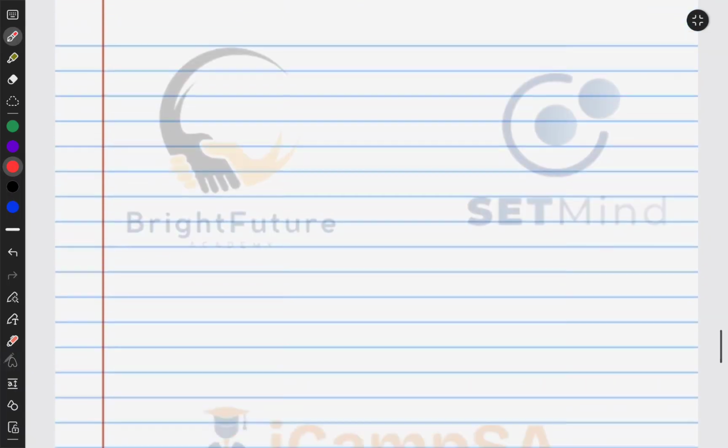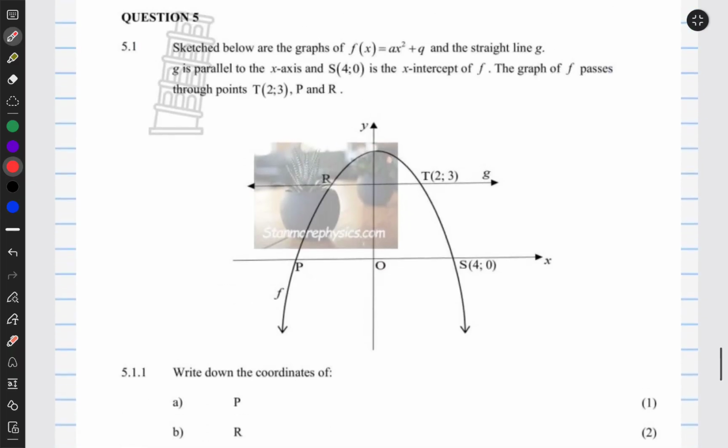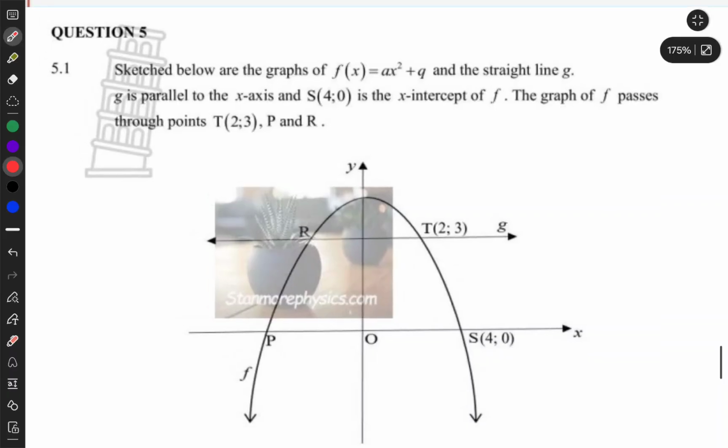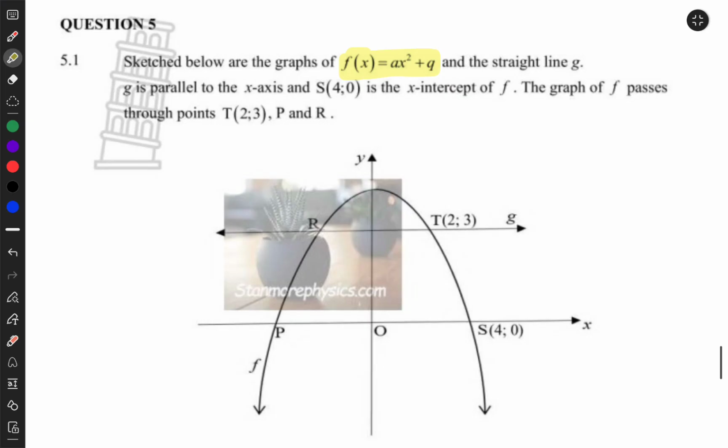Okay, and then next we have question number 5. It reads as follows: sketched below are the graphs of f at x is equal to ax squared plus q. We already know that we are dealing with a parabola. And the straight line g is parallel to the x-axis. It has no gradient. Coordinate S is 4 and 0, the x-intercept of f. The graph of f passes through point T.